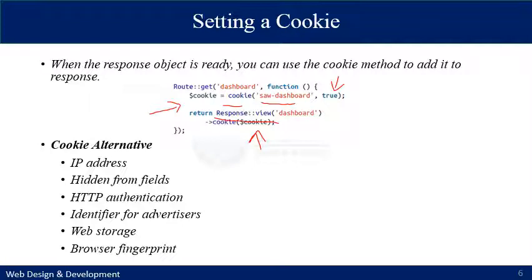There are a number of alternatives that you can use to cookies to store a small amount of information, such as the IP address or hidden form fields. Make a correction here that it is form fields. You can also use HTTP authentication, such as username and login passwords, to store a small amount of information, and you can also use identifiers for advertisements. There is another way of storing a small amount of information, which is referred to as web storage, and it can be stored in files or browser fingerprints.